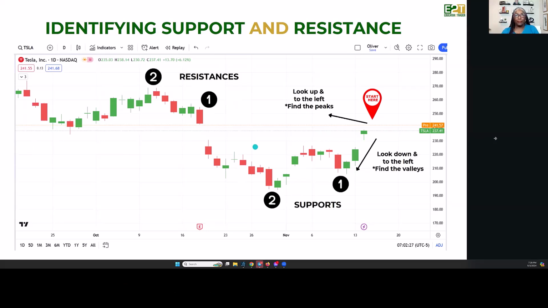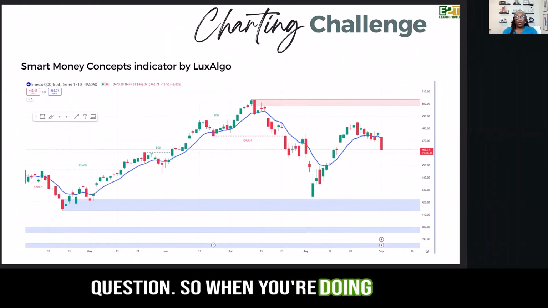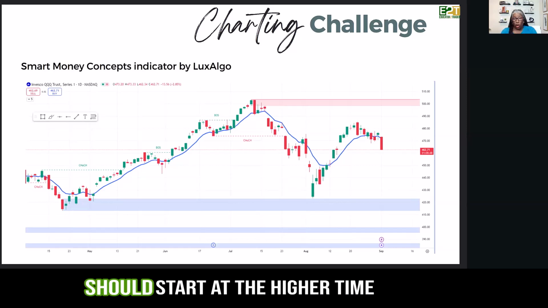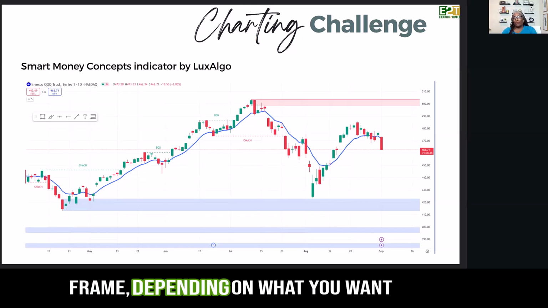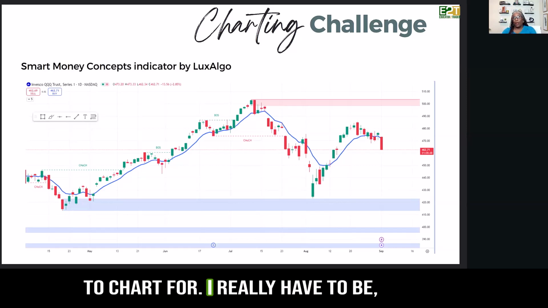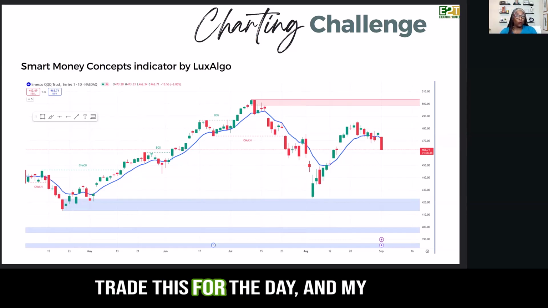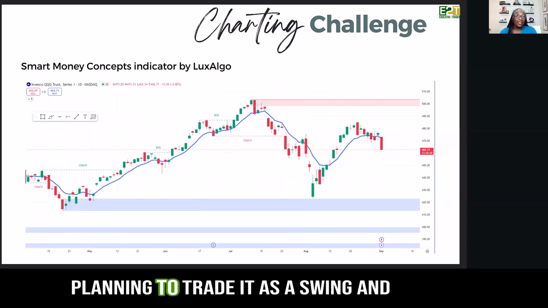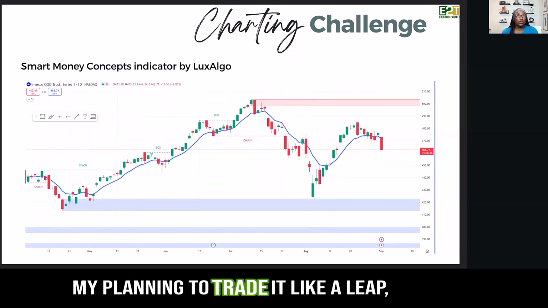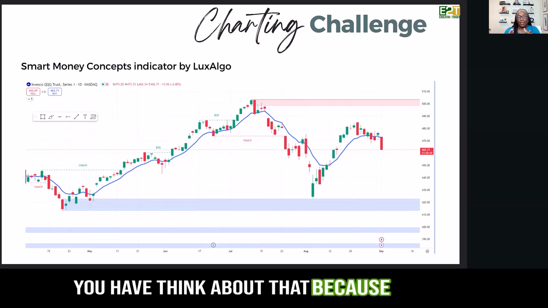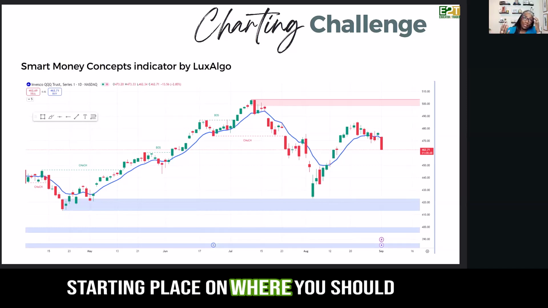When you're doing support, resistance, supply and demand, well, actually anything you're charting, you should start at the higher time frame, depending on what you want to chart for. You really have to figure out, okay, am I planning to trade this for the day? Am I planning to trade it as a swing? Am I planning to trade it like a leap? What are you planning to do? You have to think about that, because that's going to give you a starting place on where you should chart.